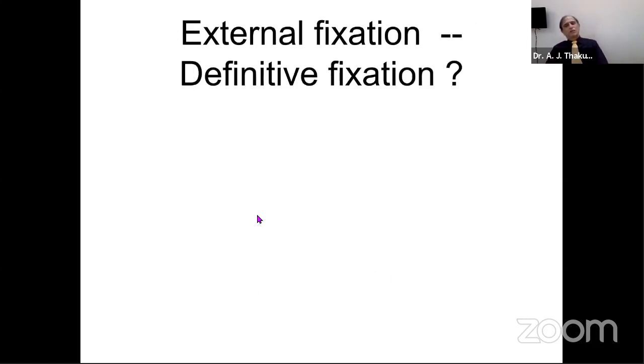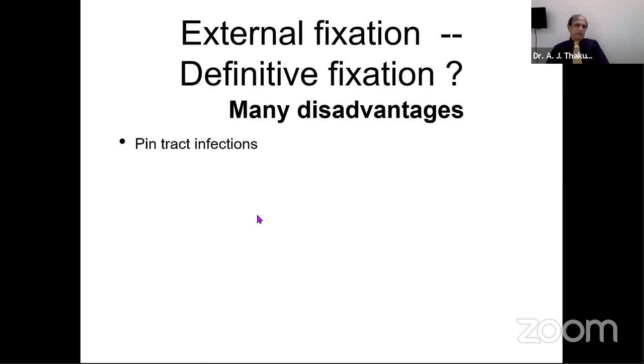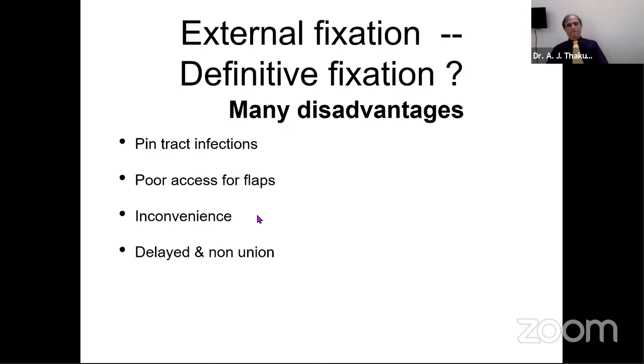Can we use external fixation as definitive for any treatment? Yes, possible, but there are issues. The biggest is pin tract infection. Several methods have been applied for preventing it. Something works, something doesn't work, but that's a major issue. You have to put flaps, then the pins come in the way and there could be trouble there. It's inconvenient, the large ones particularly, the ring fixators, for a very long time. Patients are very apprehensive and they might be difficult to find.